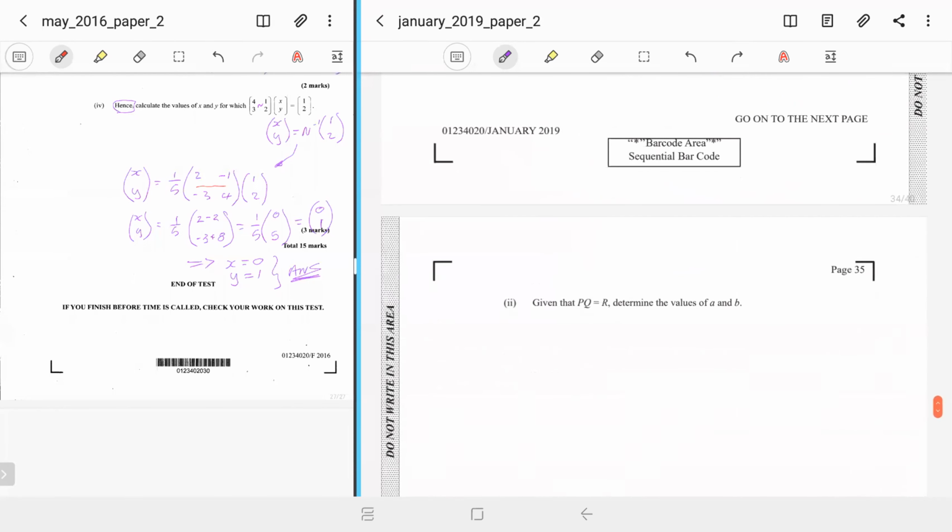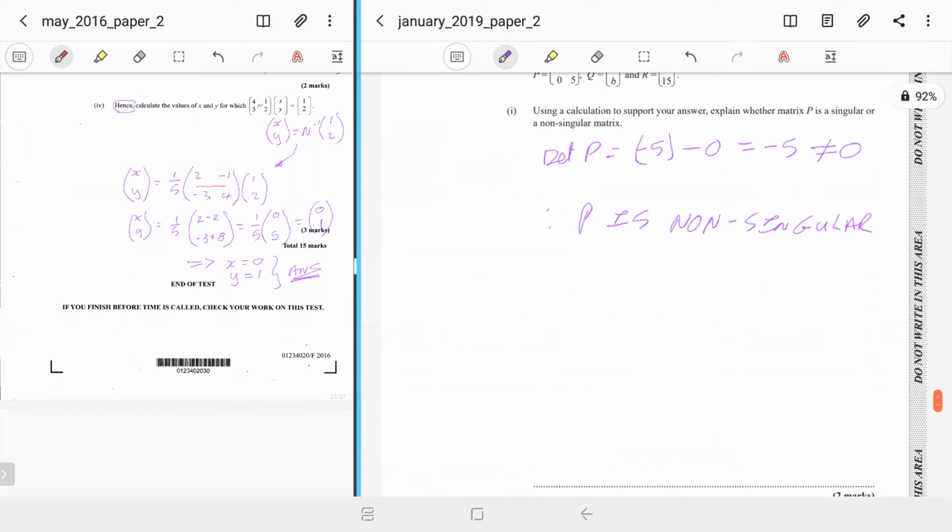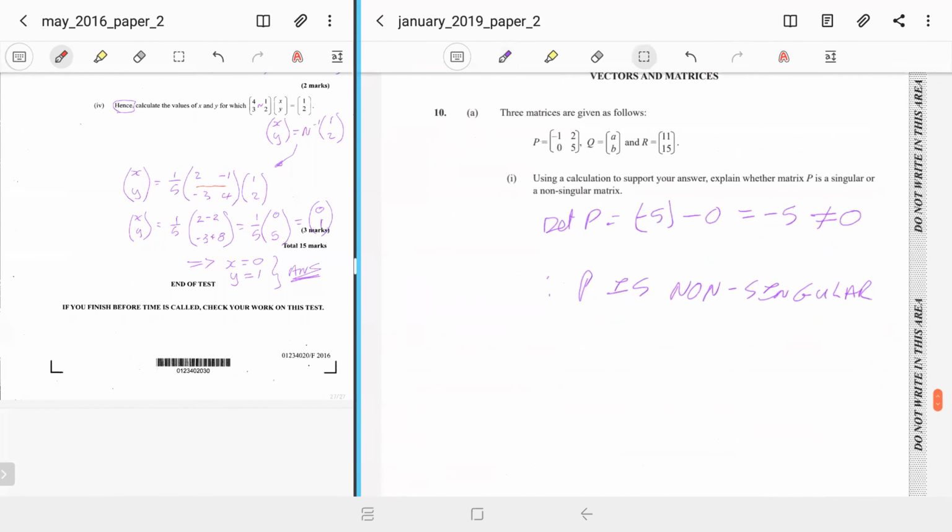Next part says, given that PQ equals R, determine the value of A and B. All right, I can look back at them now. Let me see if I can copy them down here. I can copy my work. Okay. All right, so let's see if we can remember what P equals.